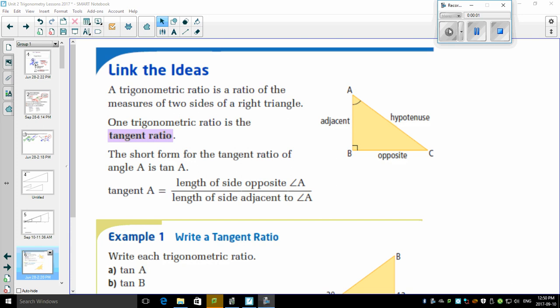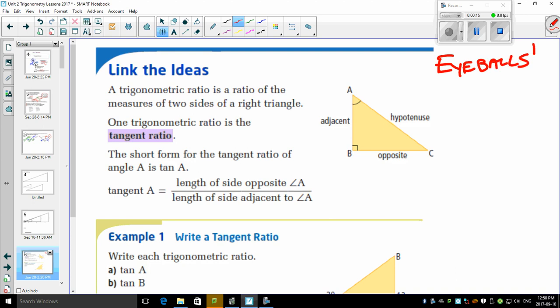Let's start doing some calculations with tangent ratio. We set it up in the last podcast, but look at this again. I just want to do a fast action review. Remember, we want to use our eyeballs method because that's the easiest way to label a triangle.